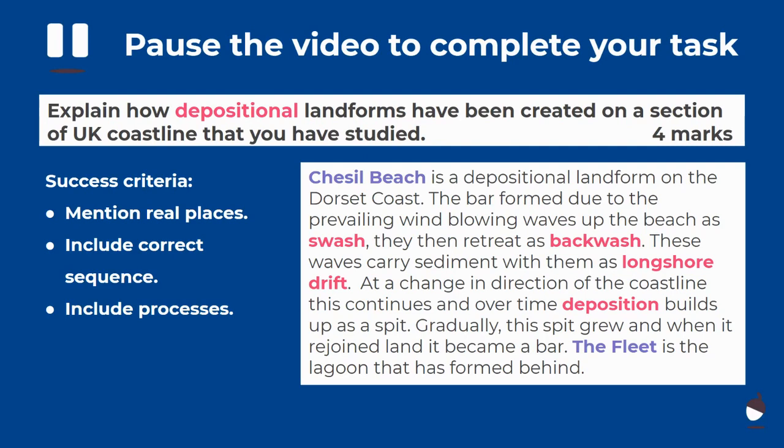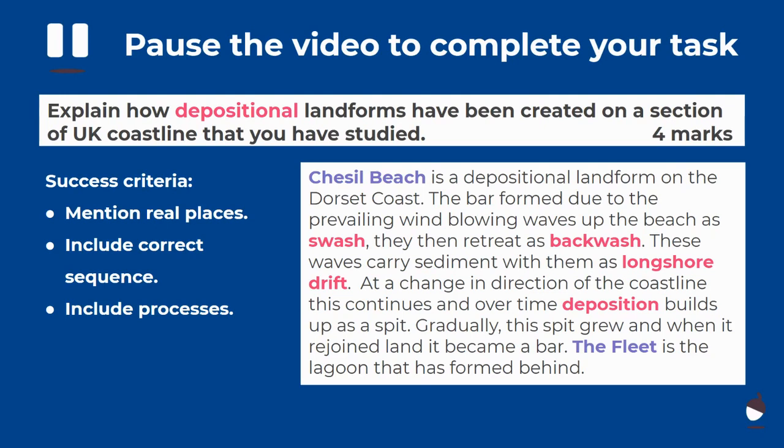These waves carry sediment with them as longshore drift. At a change in direction of the coastline, this continues, and over time deposition builds up as a spit. Gradually this spit grew, and when it rejoined land it became a bar. The Fleet is the lagoon that has formed behind. So in here I've mentioned 2 places, the Fleet and Chesil Beach. I've done it as a step by step, and I've got my process words in pink.